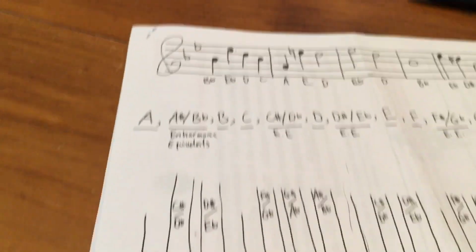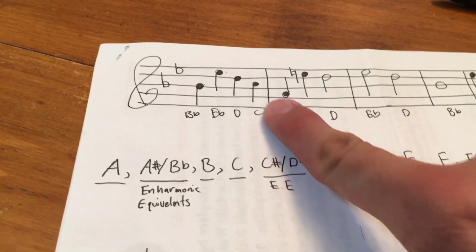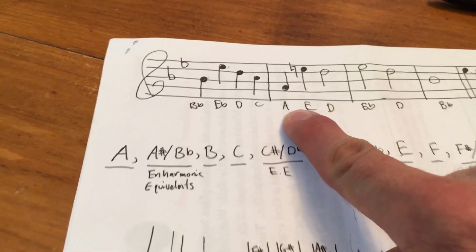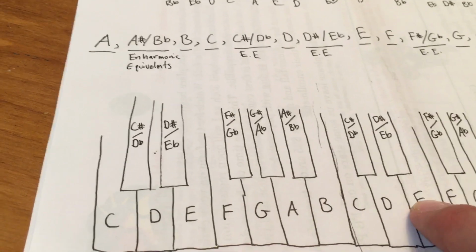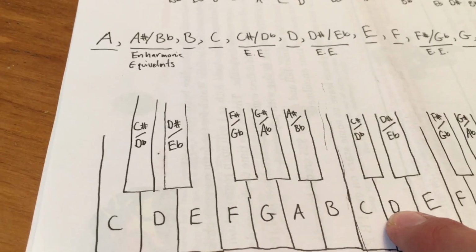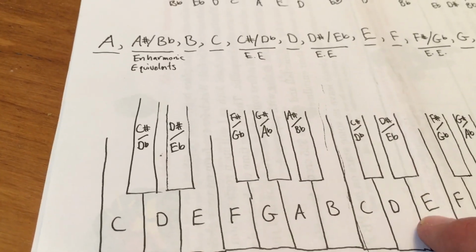Let's find A, E, D. And this A is going to be lower than C. C is higher than that A. So here's this A. There's your A. Now you're going to go E. And now you're going to go D. So the next part would be A, E, D.